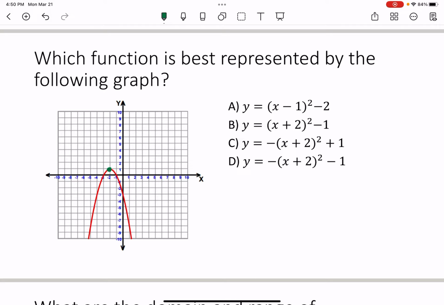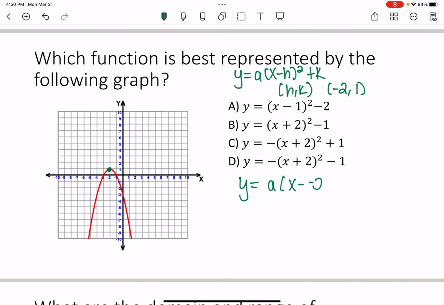The first question asks me which function is best represented by the following graph. So here I have a graph. You can see here this is the vertex, and I have equations that are given in vertex form. So remember, vertex form is y equals a times x minus h squared plus k. And the coordinates of the vertex, h and k, are what go into my equation. So here, h and k are going to be -2, 1, and that's what I'm going to plug into my equation.